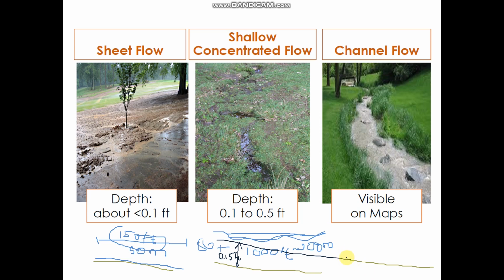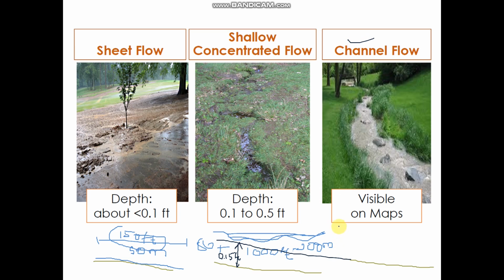And if you compare the depth, the depth of flow in a channel flow condition is more than 0.15 feet. Okay, the depth of flow is much higher than sheet flow or the shallow concentrated flow in a channel flow condition.